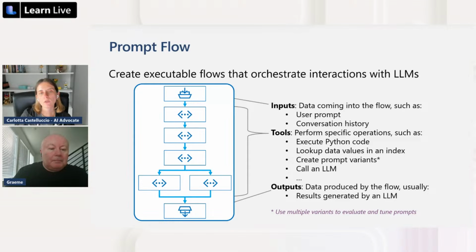The flow is then defined as a series of connected tools, each of which performs a specific operation on the inputs and other environment variables. There are multiple types of tools that you can include in a prompt flow to perform tasks, such as executing custom Python code, looking up data values in an index, or creating prompt variants, so creating multiple versions of a prompt for an LLM, varying system messages or prompt wording to enable you to then compare and evaluate the results from each variant.